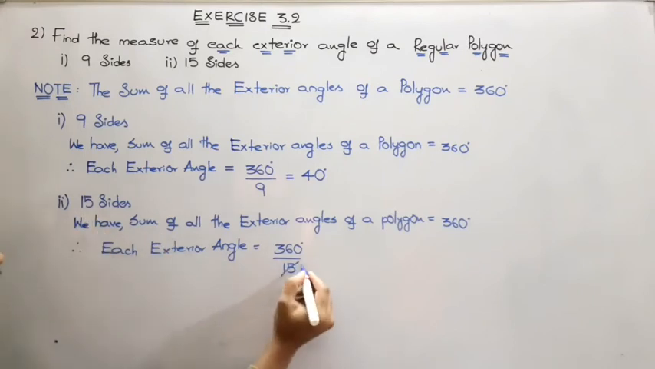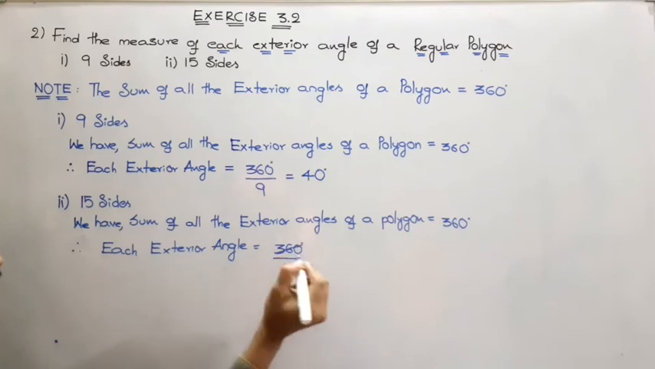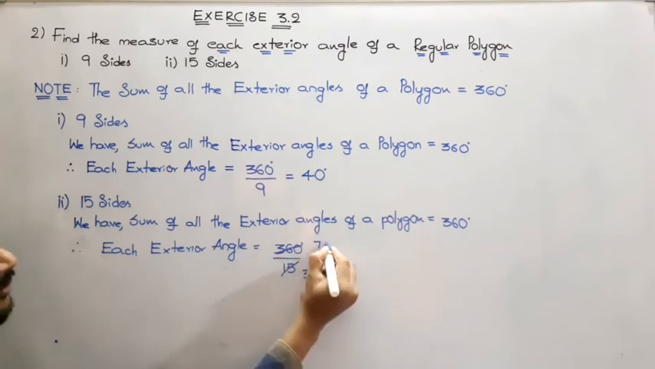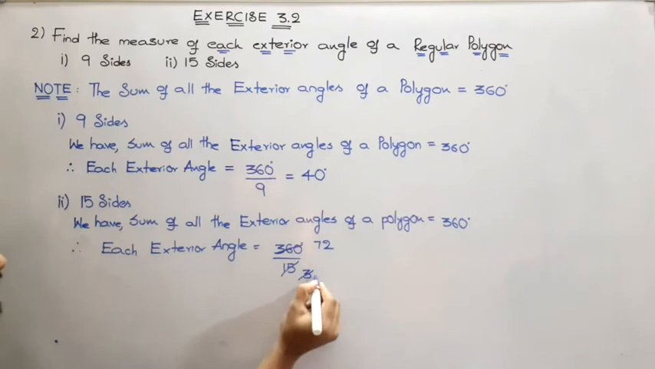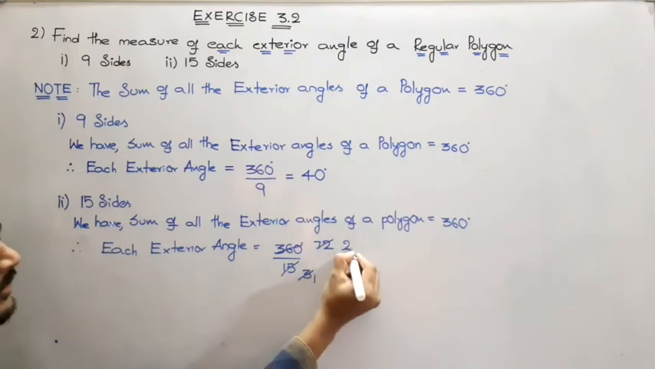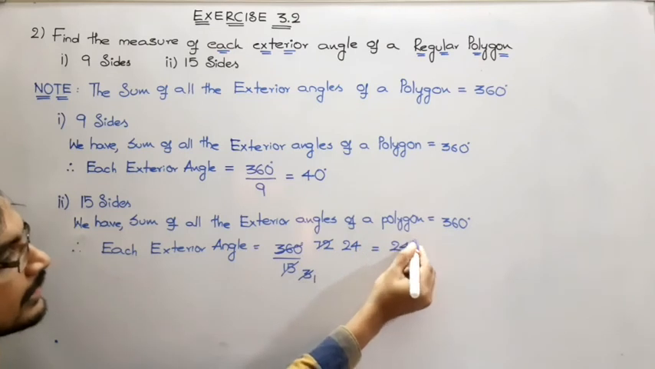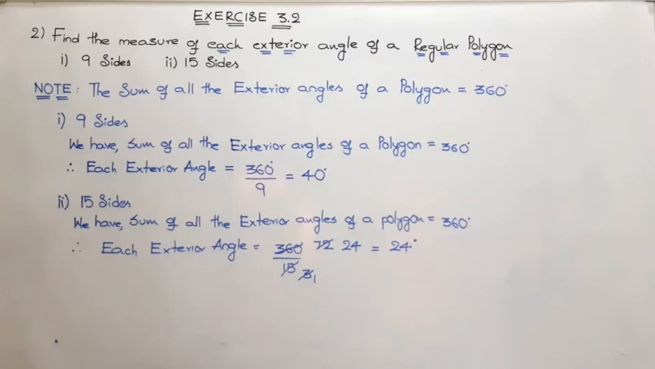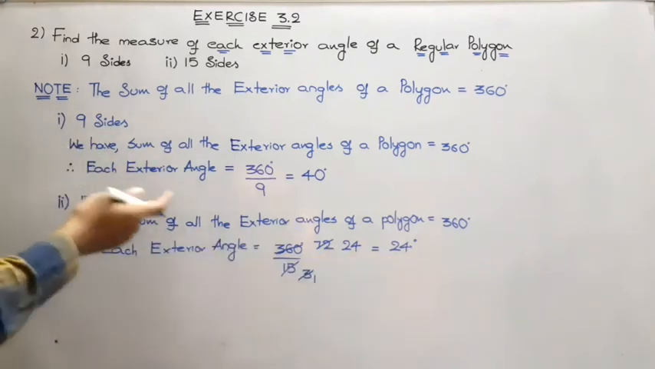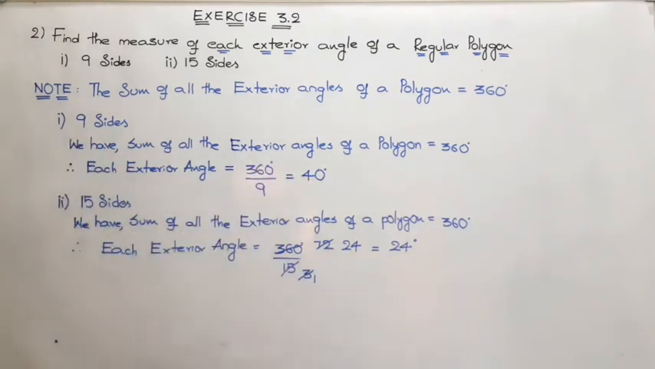Let us cancel using the 5 table. 5 3s are 15, 5 7s are 35, 5 2s are 10. Again 3 1s are 3, 3 2s are 6, 3 4s are 12. It is equal to 24 degrees. Therefore, each angle measured when the polygon is 15 sided is equal to 24 degrees, and for 9 sides it is equal to 40 degrees. Likewise we can find for the other polygons as well. Now let us move to the third one.